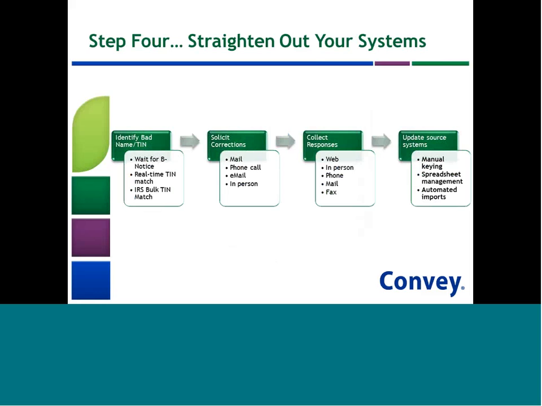So now that you've collected that information and you've gotten the correct data to put into your system, now you have to think about how you are going to update your source system. An important piece to keep in mind here is, if you're managing your 1099s, like many people, outside of their standard source ERP, you need to be sure that you get that data back into your ERP so all of that information is accurate across your enterprise. You can do that either by manually keying, you can do it through spreadsheets, or you can do it through automated imports.